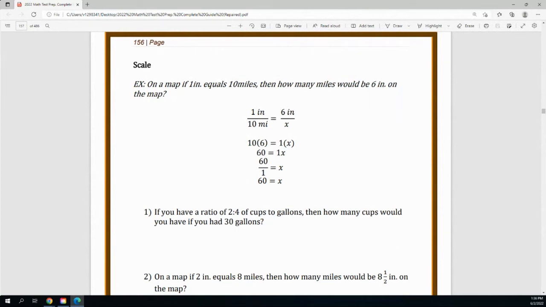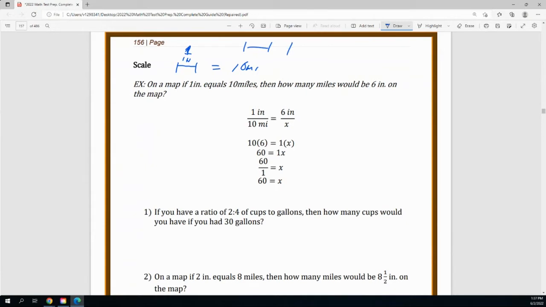Scale is used just like a proportion or ratio. I want to describe it. For instance, scale says if 1 inch equals 10 miles on a map, then how much would 2 inches be worth on the map?